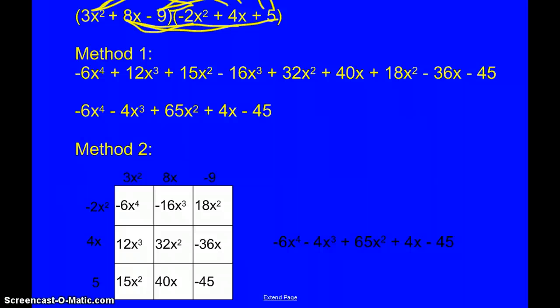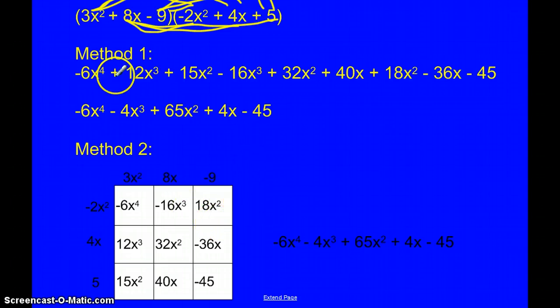What that multiplication box does is it simply organizes your thinking. Many of you have organizational issues just like me. So by putting a multiplication box here, we simply take the problem, 3x squared, 8x, and negative 9, that's our first trinomial, and negative 2x squared, 4x, and 5. They go on the sides of our boxes, and it becomes a multiplication table where we take 3x squared times negative 2x squared to get negative 6x to the fourth. We take 8x times negative 2x squared to get negative 16x to the third.